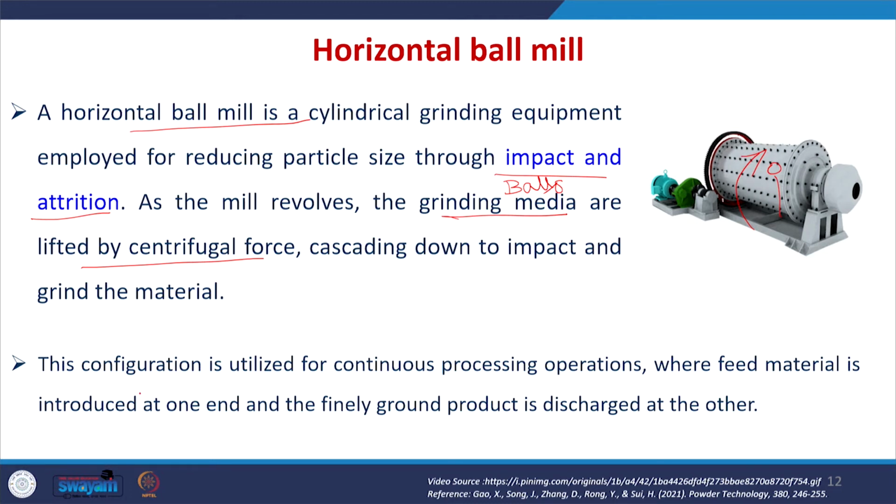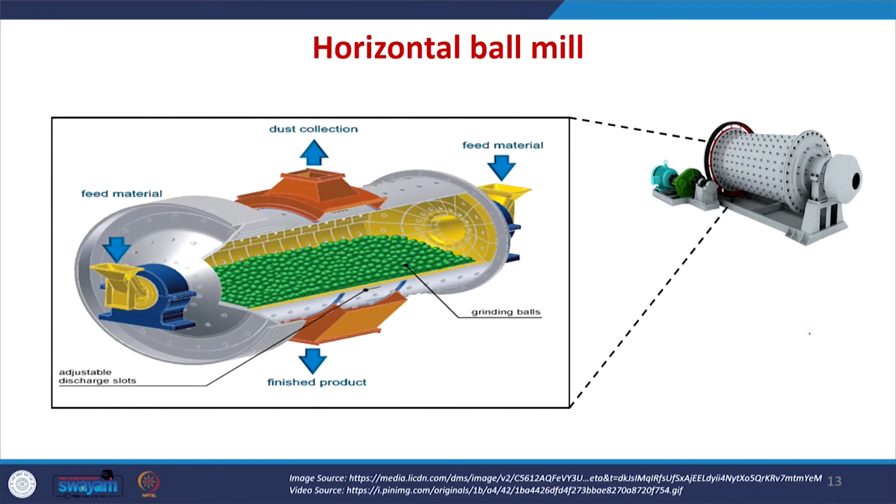And this horizontal ball milling is mainly useful for continuous processing. So, we can add the feed material on one side, and we can collect the final product on the other side. In this picture you can clearly understand. You can feed the material here, and we can collect the final finished product by using these adjustable discharge slots, and the dust will be collected from the top.